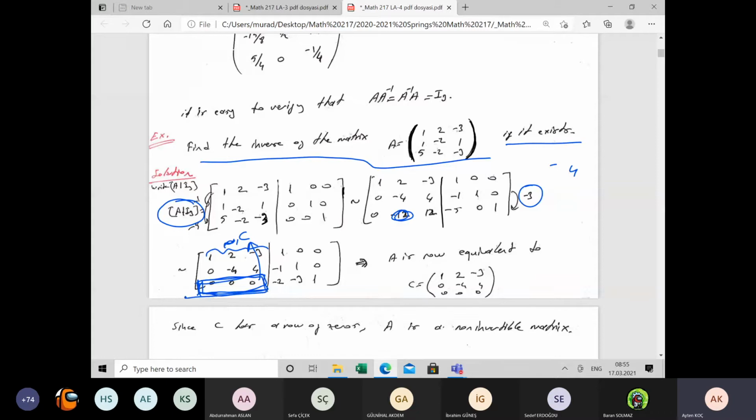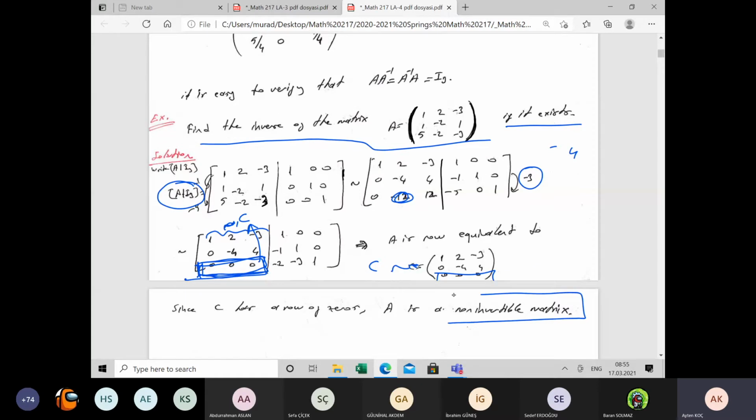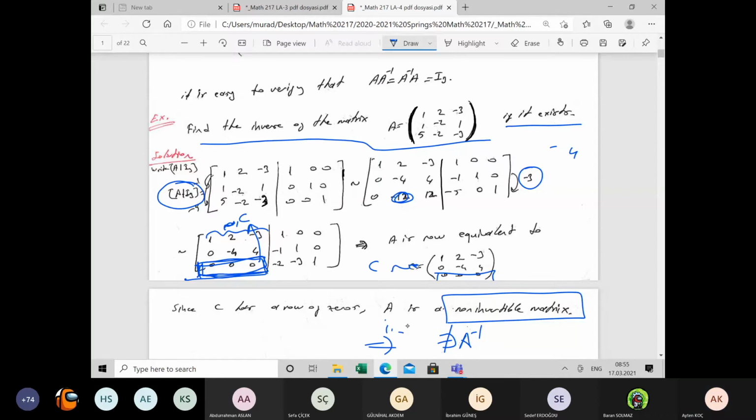It's okay. C is row equivalent to this matrix but has a 0 row, so A is not an invertible matrix, and the inverse does not exist. It's okay, that means. Any question? Okay.